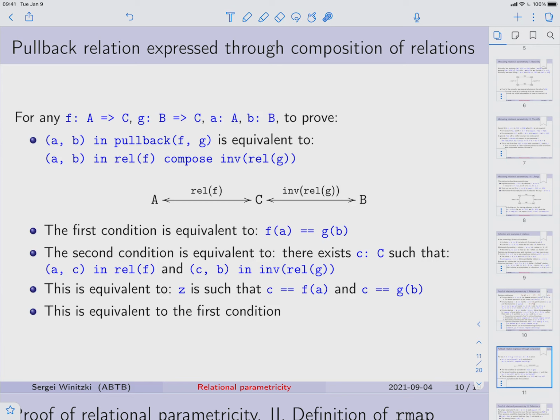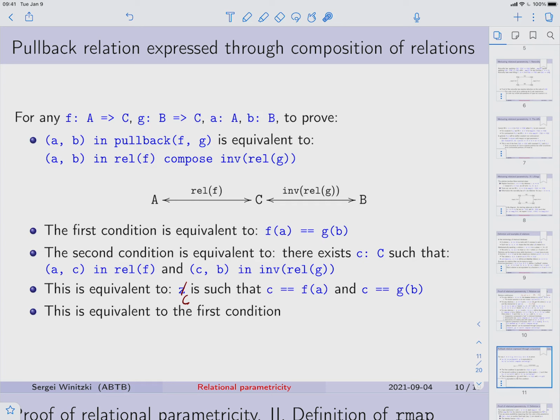So there exists some C such that AC is a relation of f and CB is an inverse relation g. But if you write down what that means, it's not Z here, it's C. So C is such that C is equal to f of A, because this must hold. And C is such that C is equal to g of B, because this must hold. But C exists because we can always compute f of A. A is given, f is given, g is given. So we can always compute f of A.